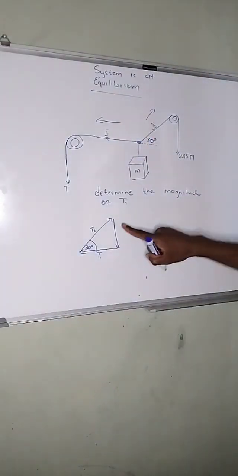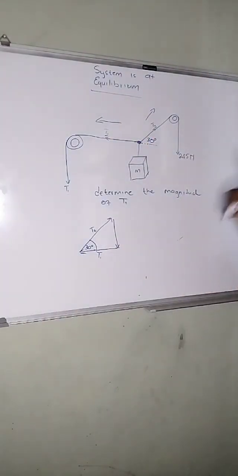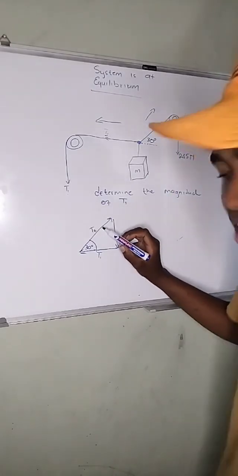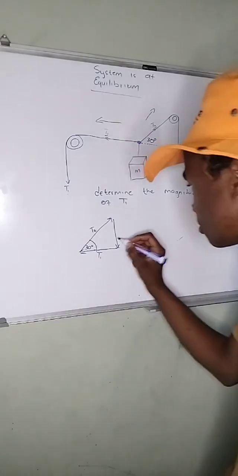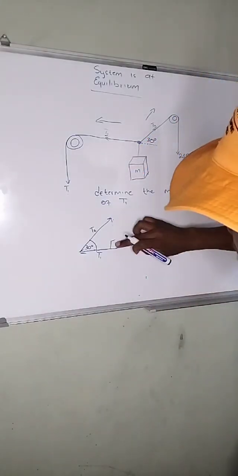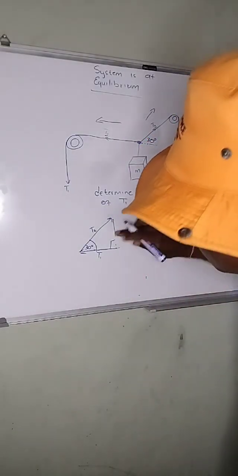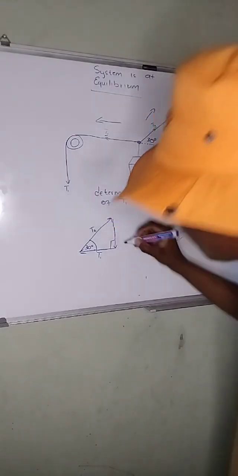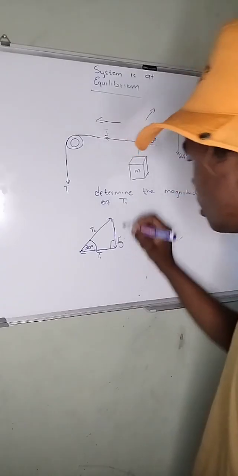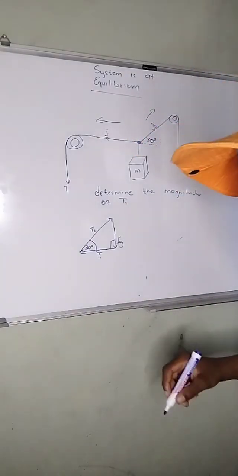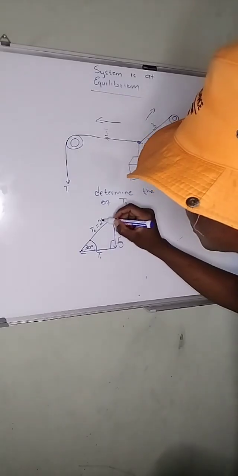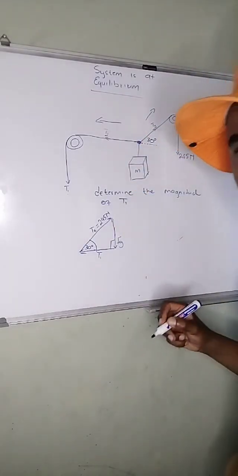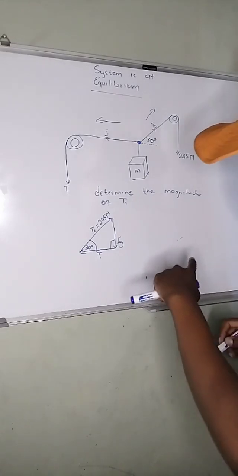So tell me, according to the diagram that we have on the board, what's going to be the size of T2 again? Oh, yes. Thank you very much. This is the 90 degrees. So this is going to be the FG. What's going to be the size of T2 again? It's going to be 245 newtons.